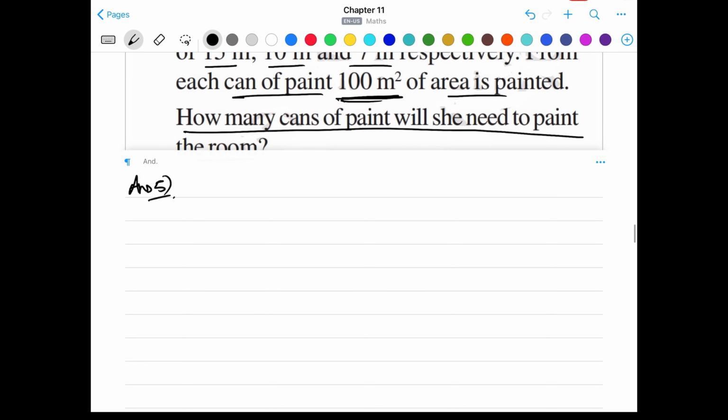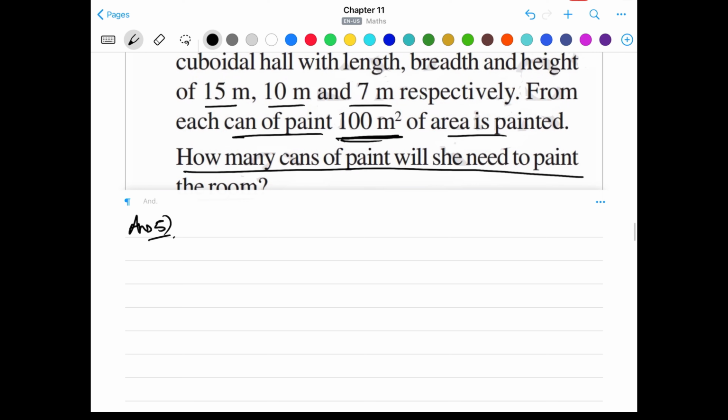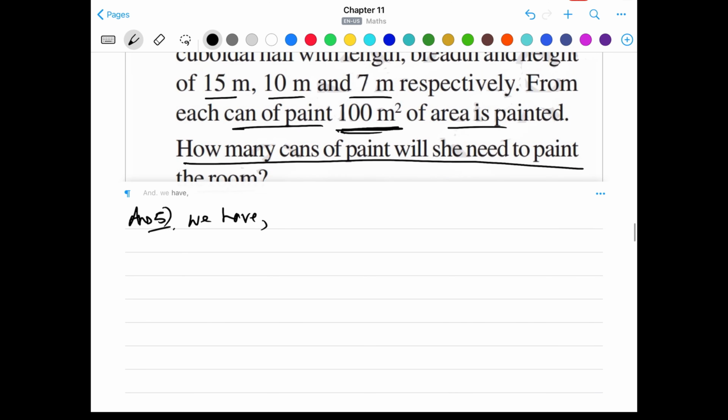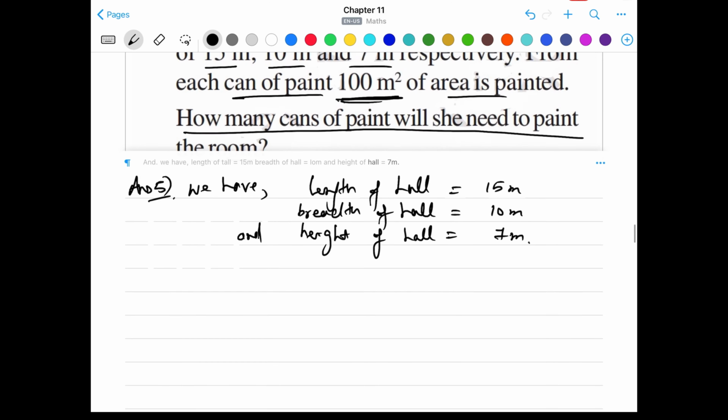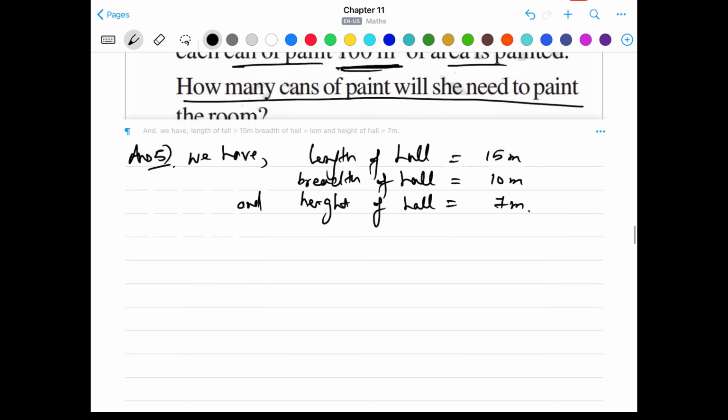What we have here is that we are given the measurements of the hall. The length of the hall is given as 15 meter, breadth of the hall is equal to 10 meter, and height of the hall is also given as 7 meter. Okay, so now we have to calculate the area of 4 walls and the ceiling.